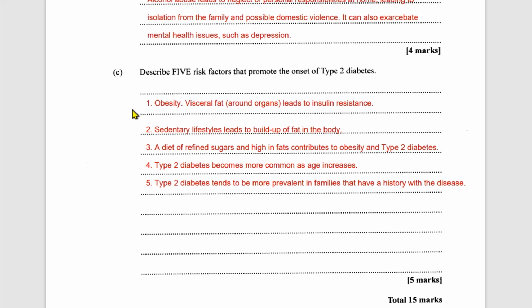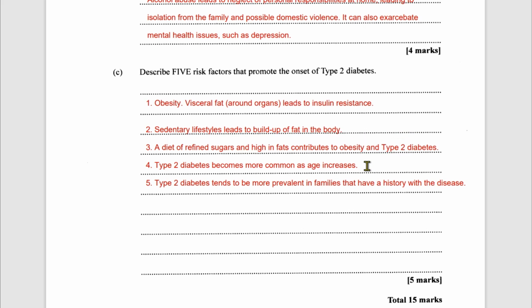So, first risk factor here is obesity. Visceral fat around the organs leads to insulin resistance because you have inflammation and damage to those tissues. Second, sedentary lifestyles, basically lifestyles where you're not doing much, very inactive. It leads to buildup of fat in the body, which of course contributes to obesity. Third, a diet of refined sugars and high in fats, especially coupled with a sedentary lifestyle, contributes to obesity and type 2 diabetes as well.